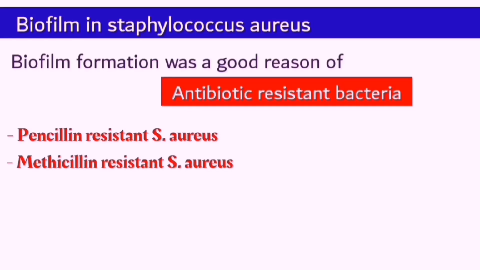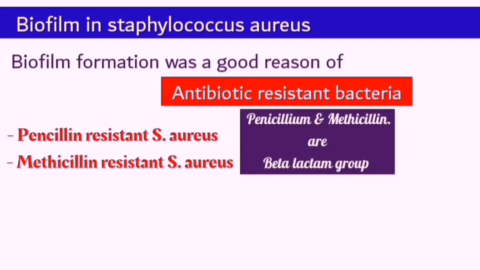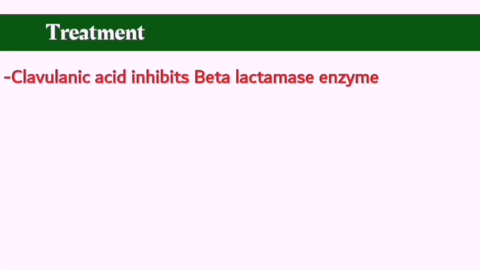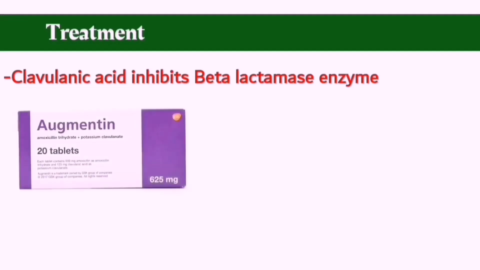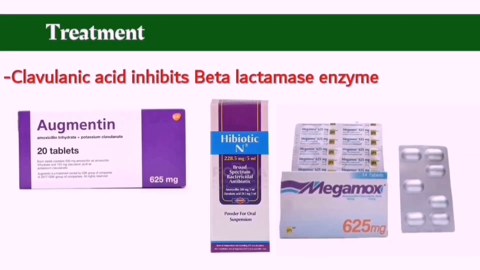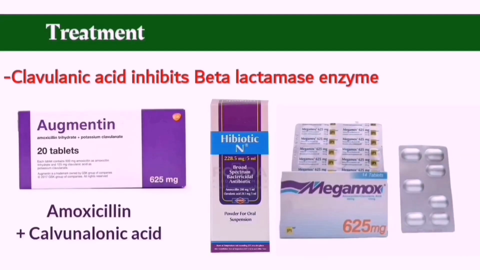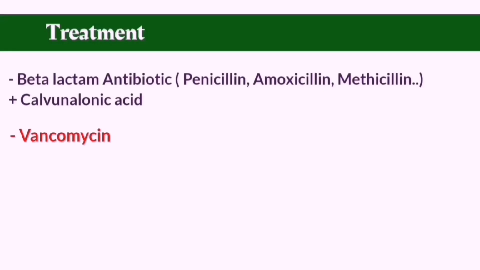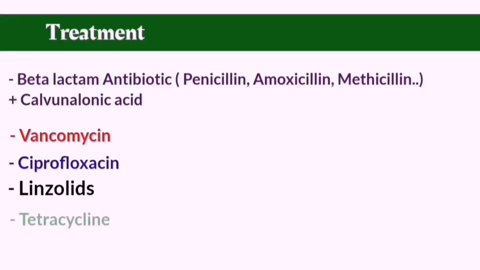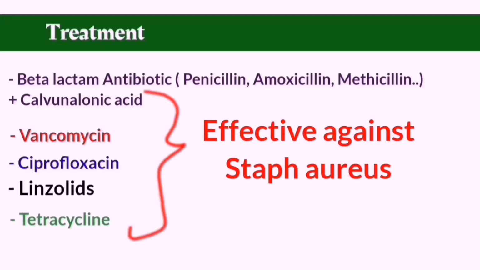Because Staph aureus is resistant to many of the beta-lactam family of antibiotics like penicillin and methicillin, clavulanic acid is now added to many of these antibiotics to inactivate the beta-lactamase enzymes secreted by the bacteria to make them more effective against resistant strains. An example of this is amoxicillin with clavulanic acid, which is a good choice for potentially resistant strains of Staph aureus. As well as this, other treatments such as vancomycin, ciprofloxacin, and tetracycline are all effective antibiotics.